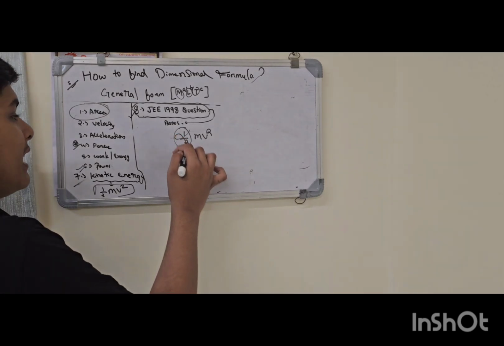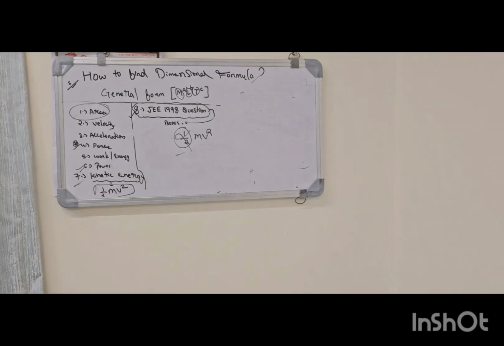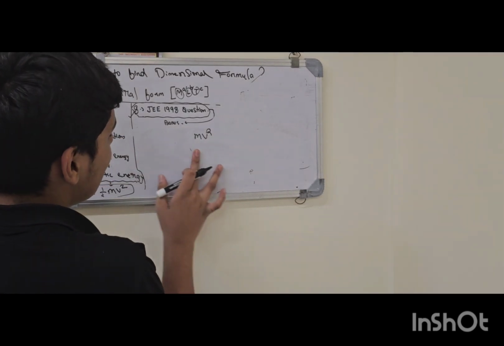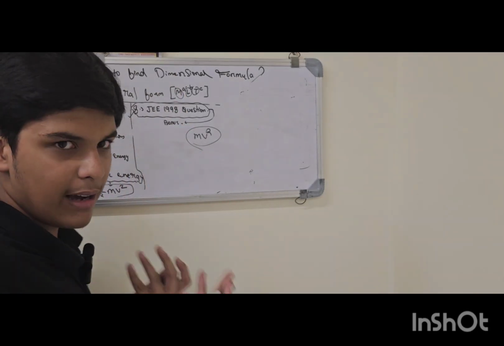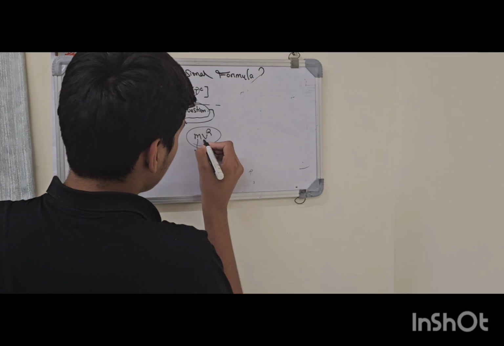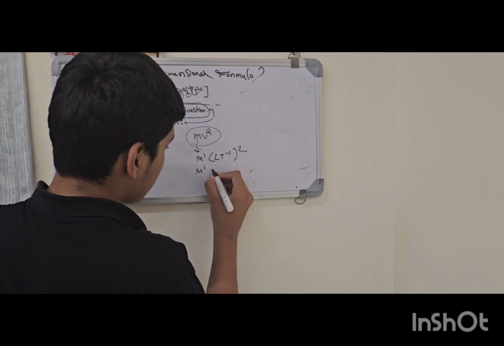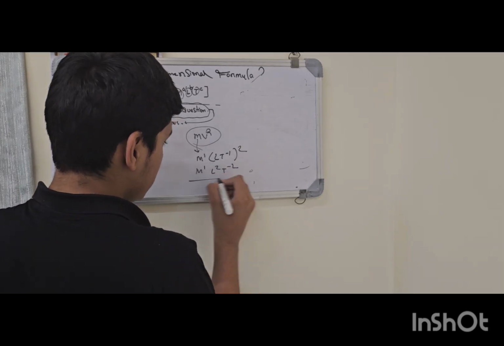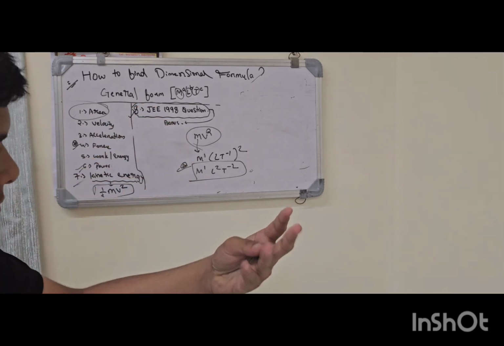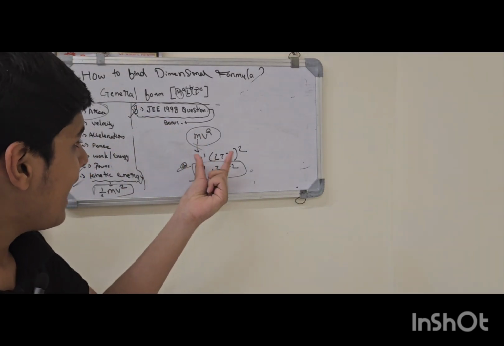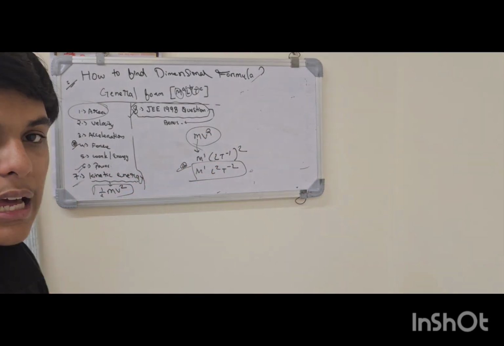So 1 by 2 we will ignore. Okay, so 1 by 2 we ignored. Now what happens is that we get mv square. Mv square is what? Mass, so mass 1, velocity is L T minus 1 whole square. M1, this will be L square T minus 2. Kinetic energy, we ignore the 1 by 2, as you know. Mv square is equal to M1 L T minus 1 whole square, L square T minus 2. This is your dimension formula.